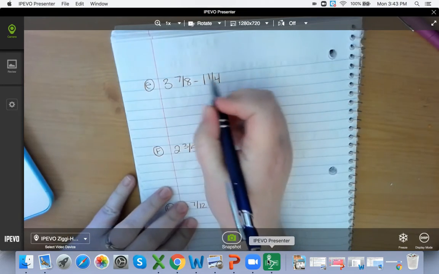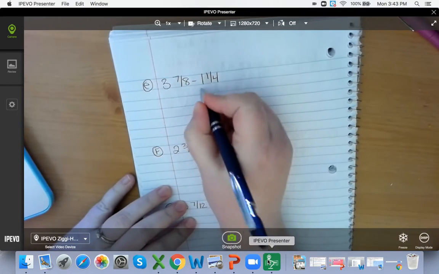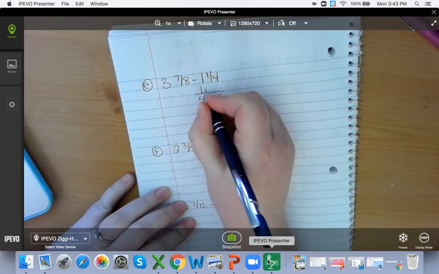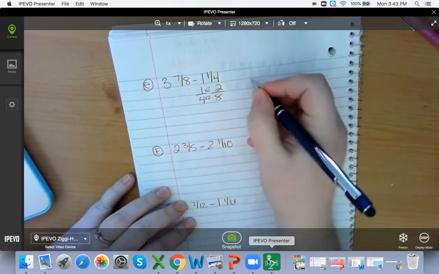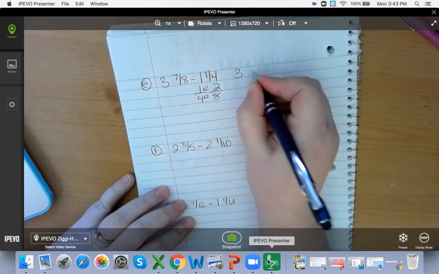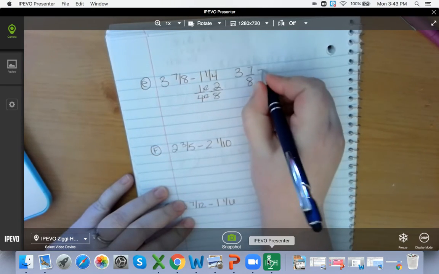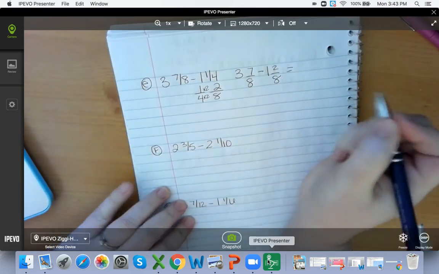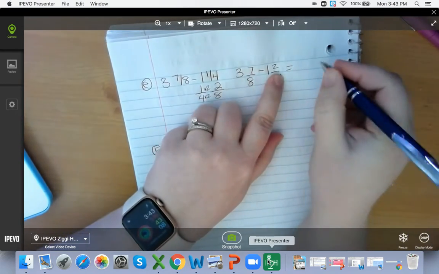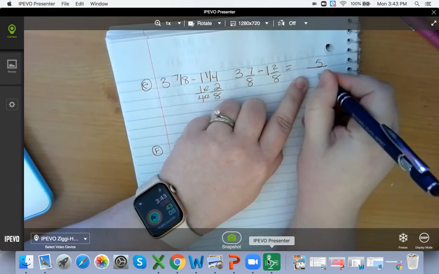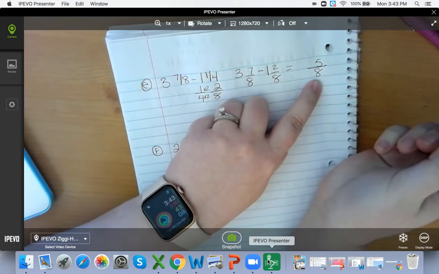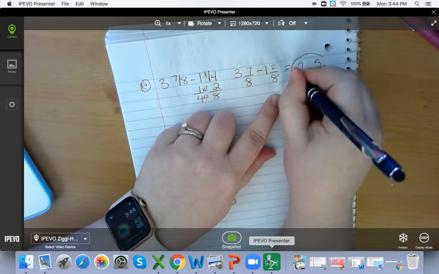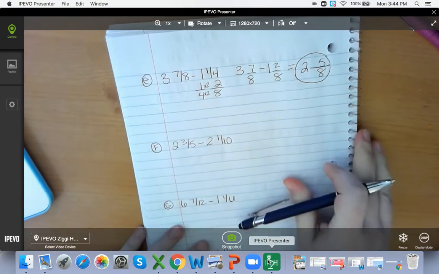So I know that 4 can go into 8, so I'm going to keep my 8 and make that 4 become an 8. To do that, I multiply by 2. Now I'm just going to rewrite it. 3 and 7/8 minus 1 and 2/8. So now 7 minus 2 is 5. Remember, you're subtracting this time, keeping your denominator. 3 minus 1 is 2. So that is your final answer.